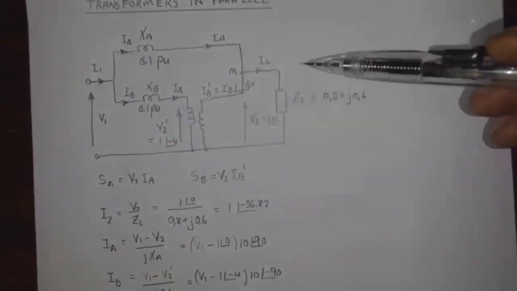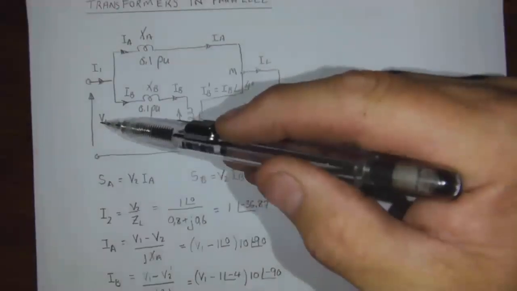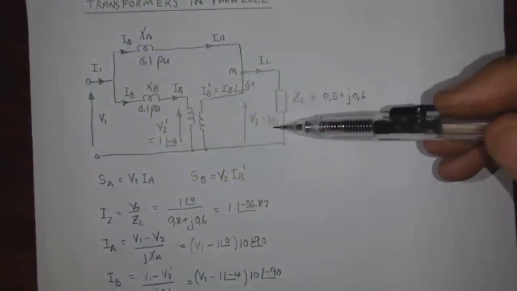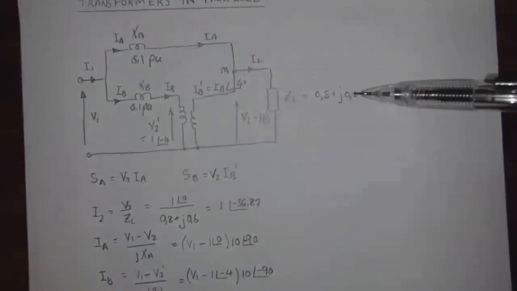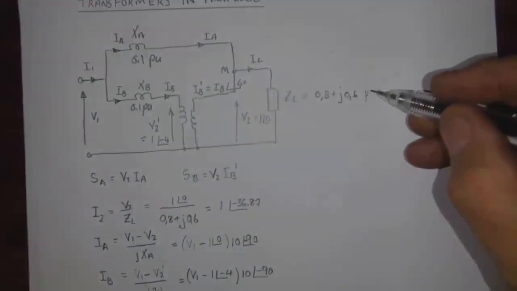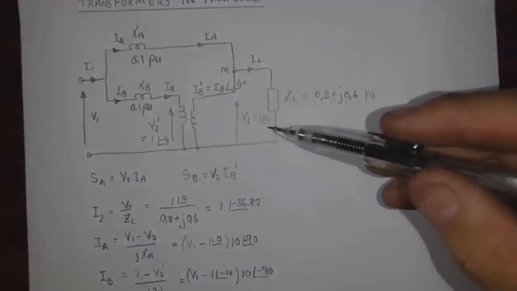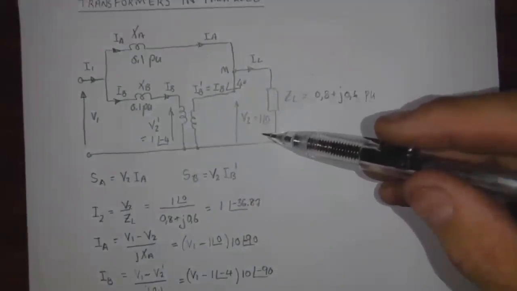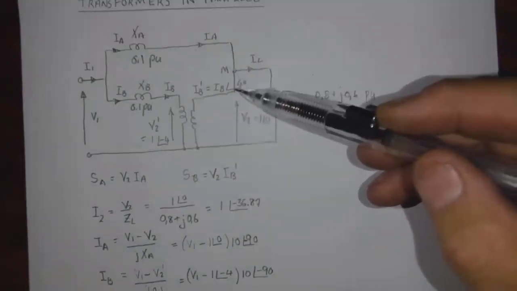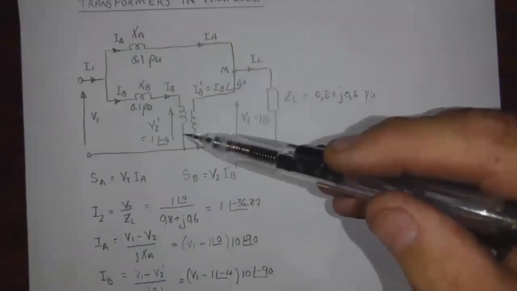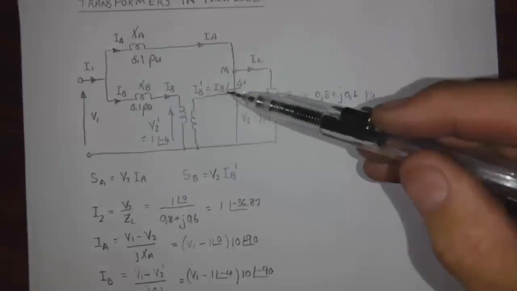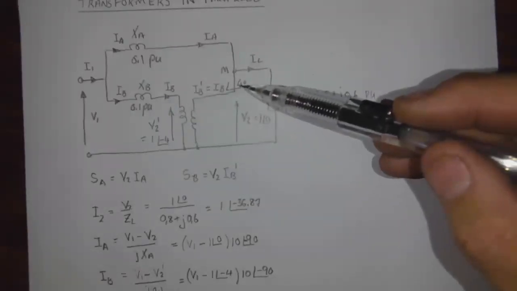Okay, so now we have V1 on that side, and then the two transformers, and a load on V2, which is 1 angle 0. There we have a load ZL equal to 0.8 plus j0.6 per unit. Now the voltage on the secondary side is 1 angle 0. And we have a tap change, a phase shift of 4 degrees on transformer B. So IB dash is IB at an angle of 4 degrees.